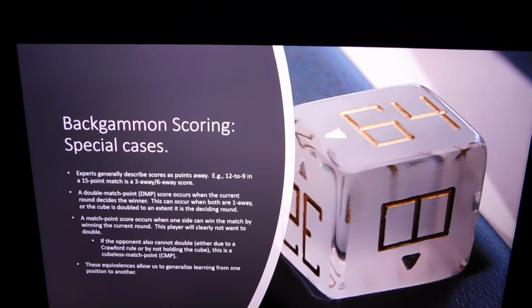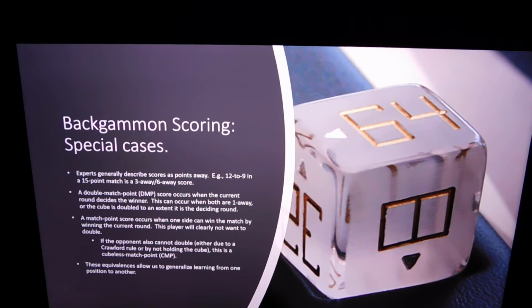Now imagine you have a game where both players are 1 away, or let's say one player is 3 away, another is 5 away, but the doubling cube is up to 8, right? And whoever wins that round wins the entire match. We call that a double match point. And so every double match point has the same flavor, right? That's why it's useful to have a name for this so that we can learn something from one double match game and apply it to another, right?